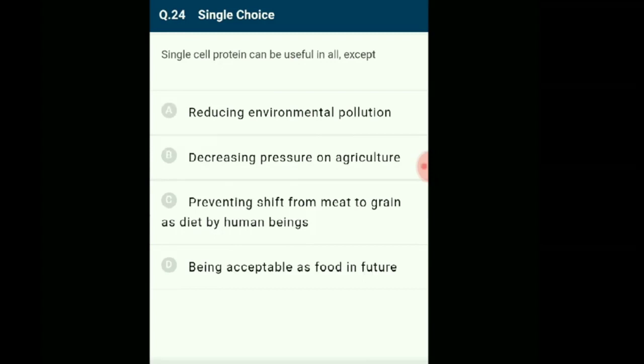Question number 24. Single cell protein can be useful in all except? Single cell protein, generally called SCP or probiotics, is a protein-rich microbial biomass that can be used as food and feed. Examples: spirulina, mushrooms, Methylophilus, Methylotrophus. Single cell protein has all essential amino acids and low fat content. Shift from meat to grain as food by man cannot be prevented as humans are addicted to the taste of meat. So the answer is option C. Preventing shift from meat to grain as a diet by human beings. Except this, all other statements are correct about SCP.